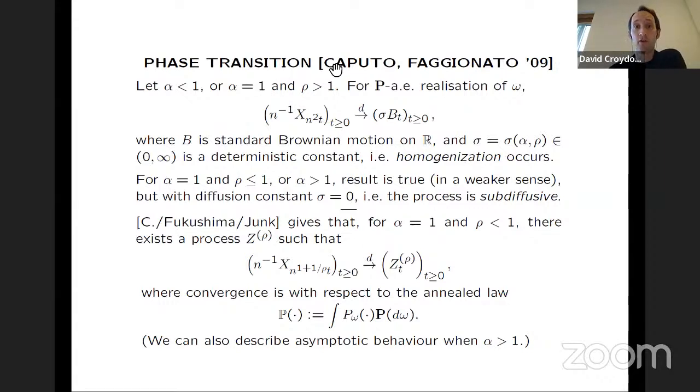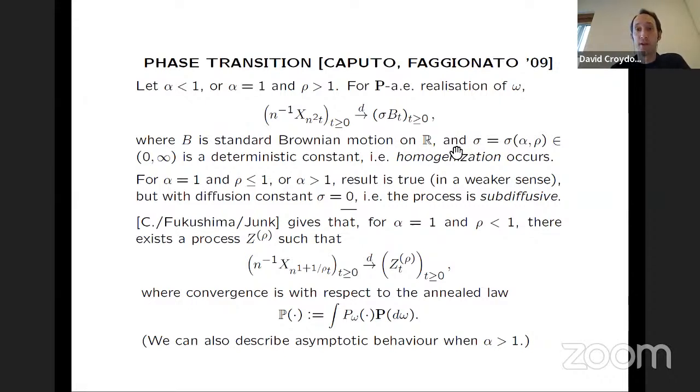The mathematical results go back to Caputo and Faggionato, about over 10 years ago now. They observed that if we have a suitably large density in our Poisson process, so rho bigger than 1, then we see just the usual diffusive scaling. We scale by n squared in time, n in space, then we converge to a Brownian motion. And this is in a very strong sense, in the sense that for almost every realization of our point process, we converge to the same Brownian motion. The only effect of the randomness here is in the diffusion constant.